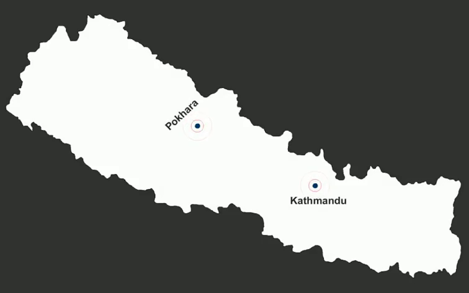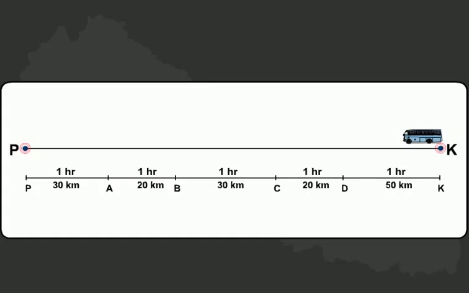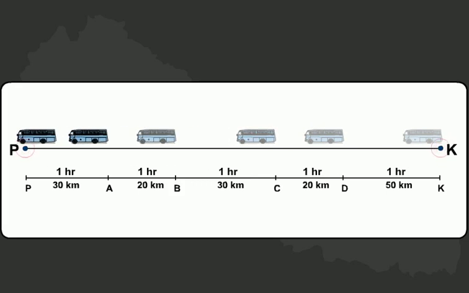A bus moves to Pokhara from Kathmandu. Will it move in the same velocity throughout the path? Of course not. The bus sometimes moves faster and sometimes slower. In such cases, the overall velocity of the bus should be calculated taking an average of the different velocities it moves with.